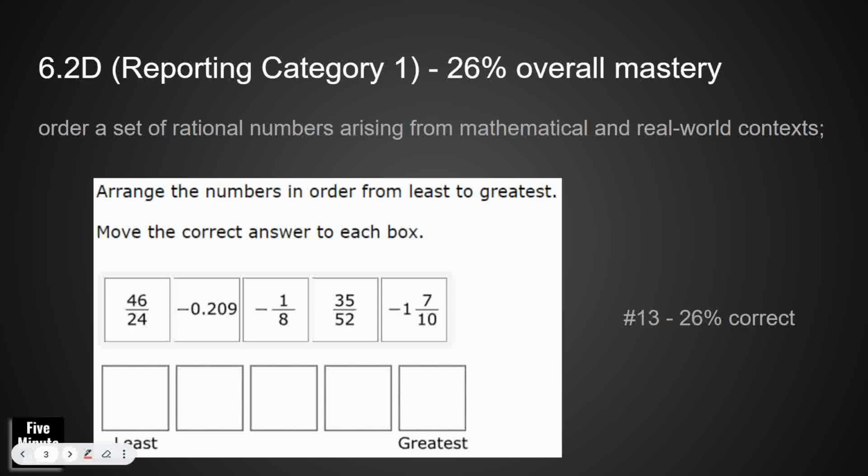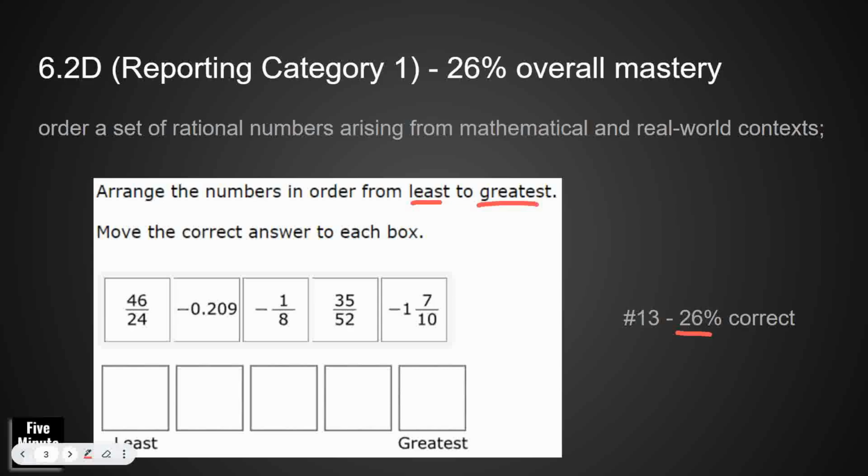6.2D in reporting category 1 was our lowest overall readiness standard. It was tested just one time, and we're ordering a set of rational numbers. Even though this is a drag and drop, it's just a 1 point item. You either get it correct or you get it incorrect here. We had to order these numbers from least to greatest, and they had to get all 5 of these in the correct boxes. And you can see we only had 26% of our students get this correct.